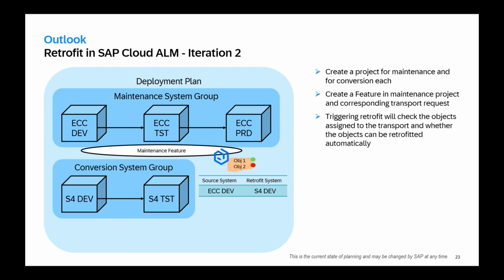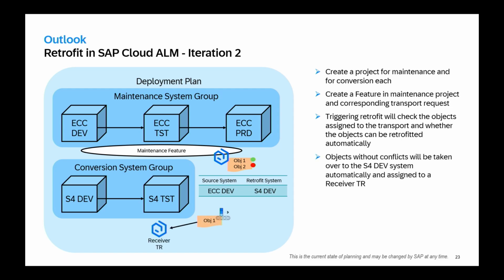But then when you trigger the retrofit, we will check at the end the objects that are assigned to it, like you know it as well from Solution Manager. And we will check whether the objects can be retrofitted automatically or if something needs to be done. So at the end, you will get a green traffic light for object 1 because it can be retrofitted automatically. It's not locked anywhere else. And with the object 2, you would need to do a manual retrofit.